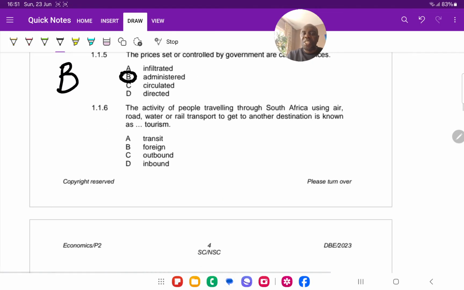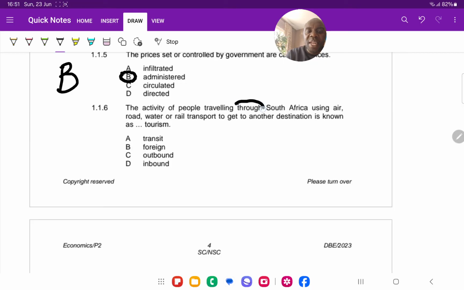Let's look at question number 6. The activity of people traveling through South Africa. The key word there is that these people are not coming to South Africa, but they are traveling through South Africa to their final destination. Maybe they are going to Swaziland or they are going to Lesotho. They are traveling through South Africa. Their final destination is not South Africa.